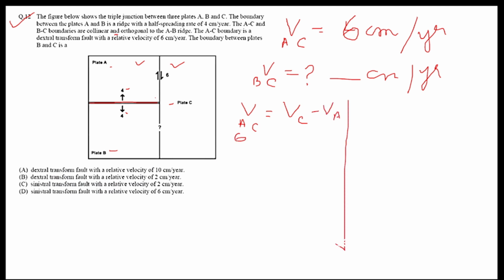What is the... 6 is the value. Then let's find out VC. VA they have provided, it is 4 centimeter per year. So VC becomes how much? Oh, one more thing. Now minus, right?